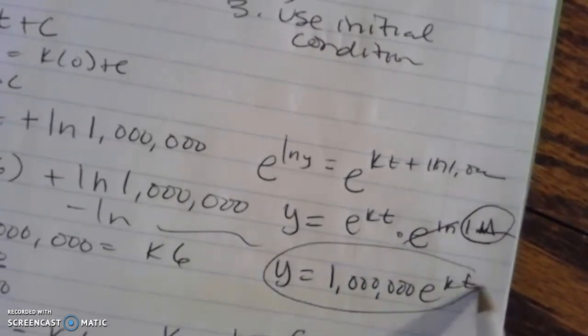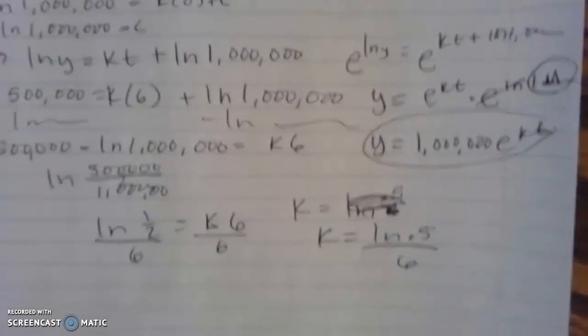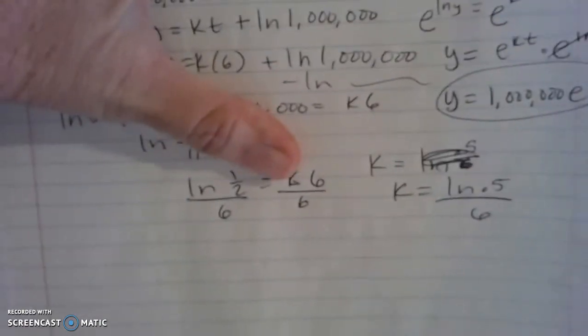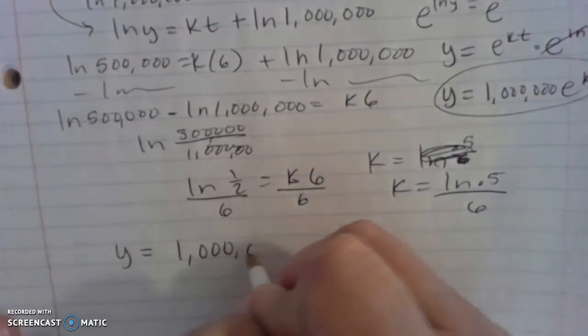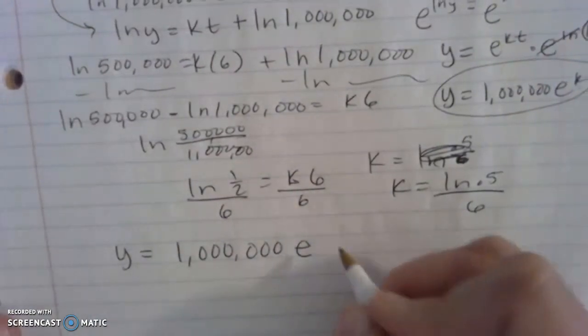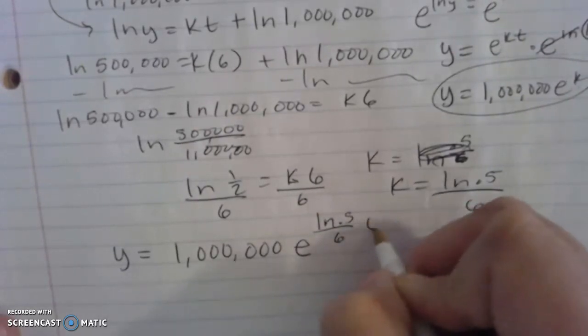So there's my equation, and now I can plug k in there. So now my equation is y equals 1 million e to the k, which we just found out was ln 0.5 over 6, times t.